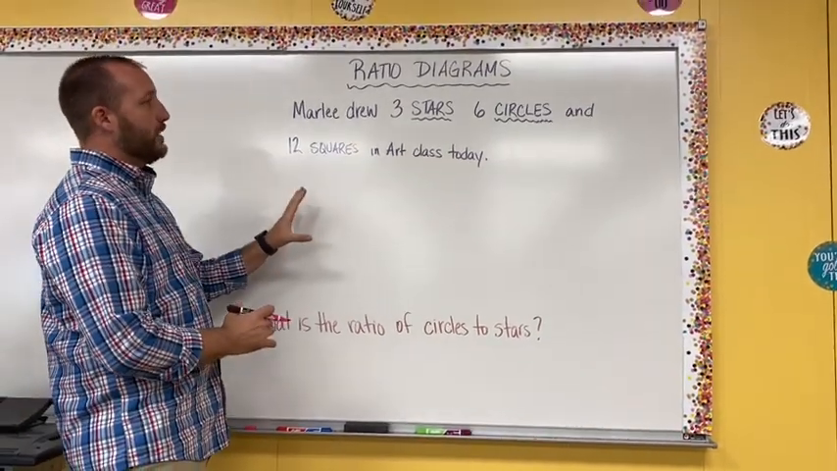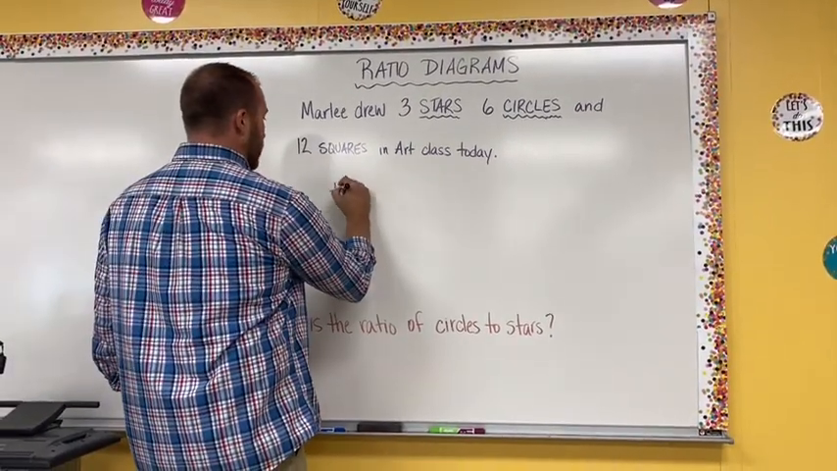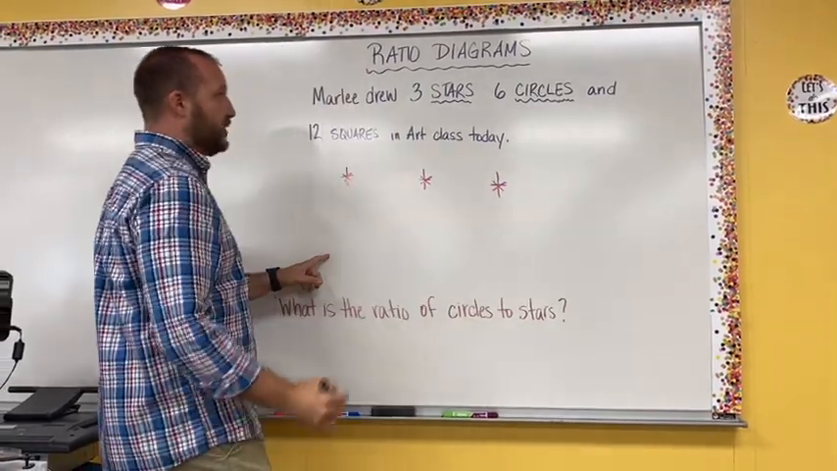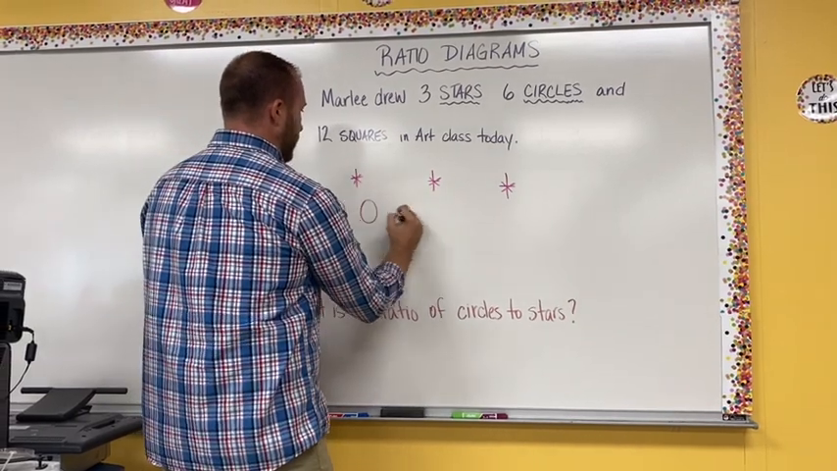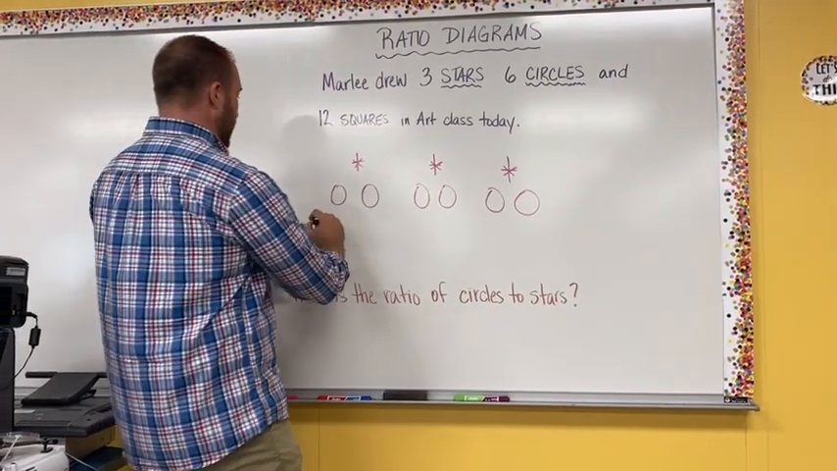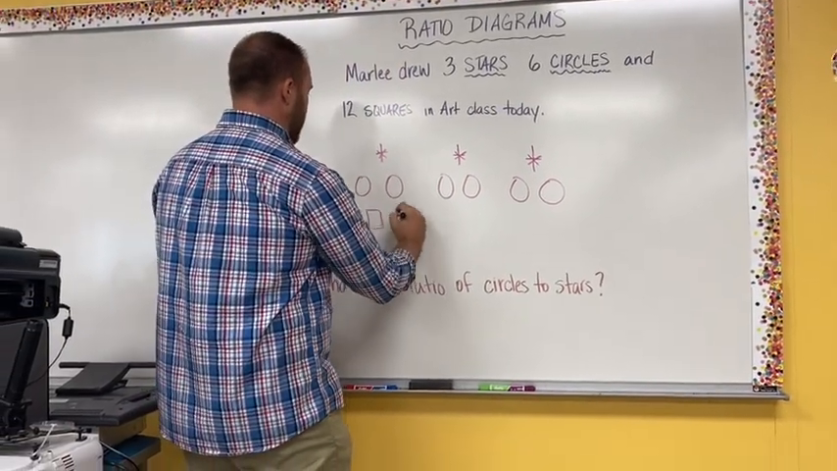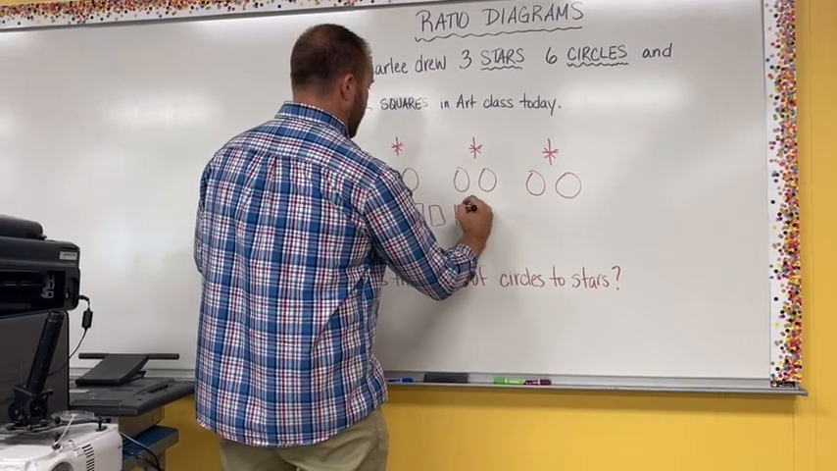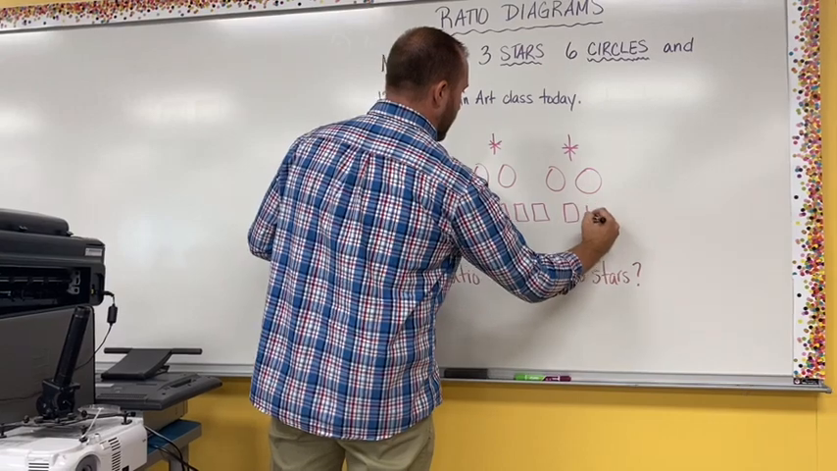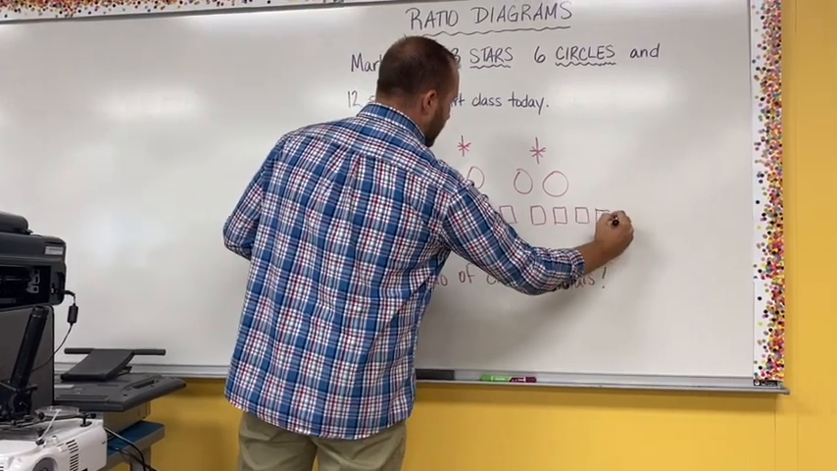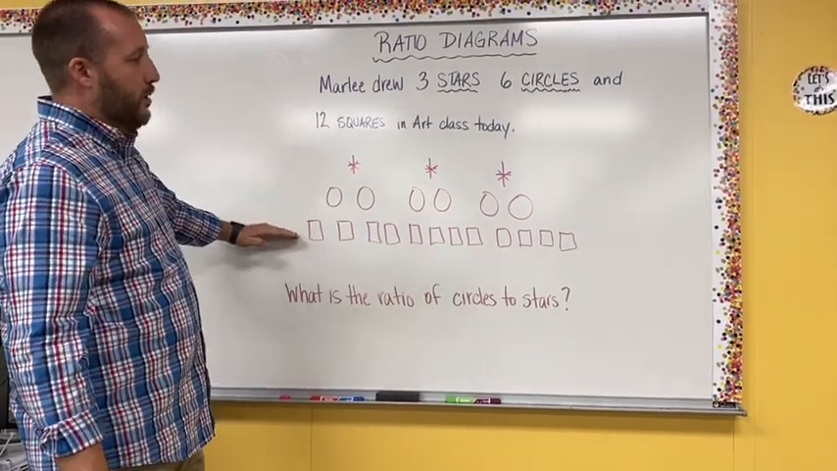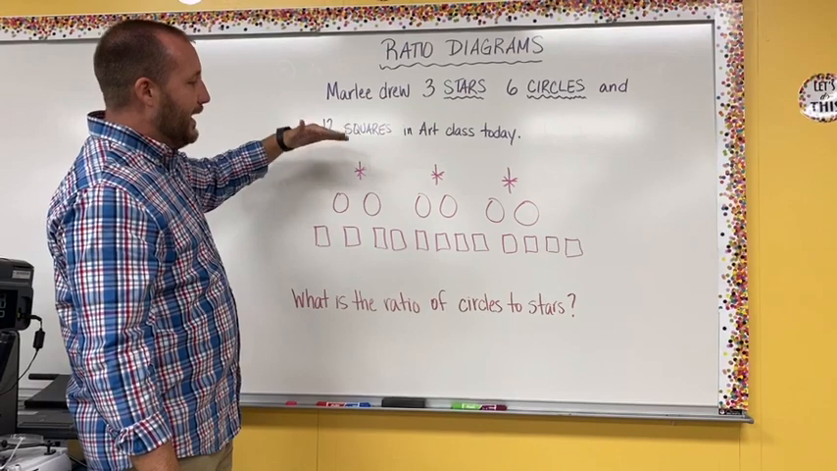So we're going to draw exactly what Marley drew. She drew 3 stars, 1, 2, 3. 6 circles, 1, 2, 3, 4, 5, 6, and 12 squares. 1, 2, 3, 4, 5, 6, 7, 8, 9, 10, 11, 12. So here we've got 3 stars, 6 circles, and 12 squares. But we've drawn them in such a way that it's going to be easy to answer our question.